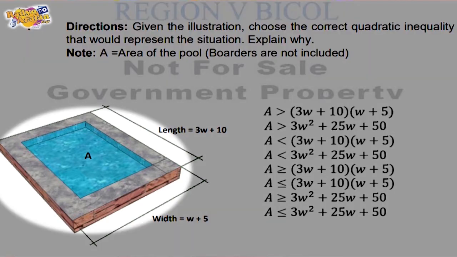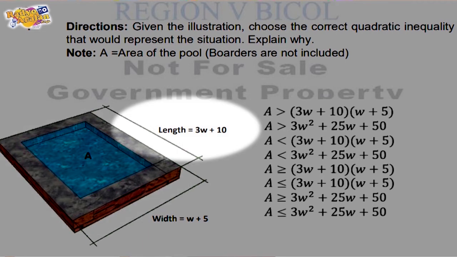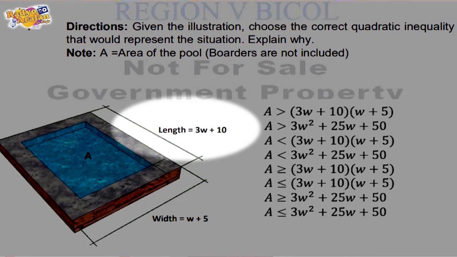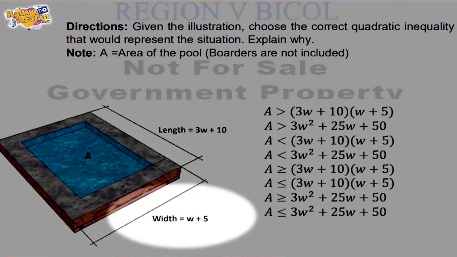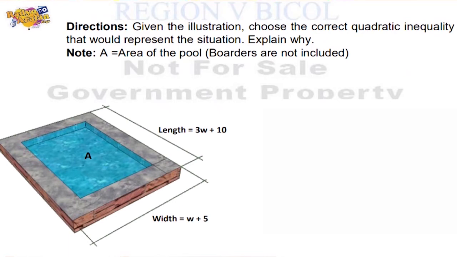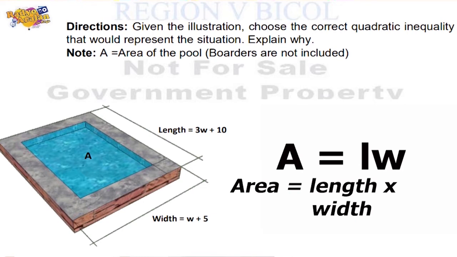Note that A is equal to area of the pool, in which borders are not included. The length of the pool is 3W plus 10, while the width is W plus 5. Again, the length of the pool is 3W plus 10, while the width is W plus 5. Using the formula in finding the area of a rectangle, we will have area equals length times width, or A equals LW.